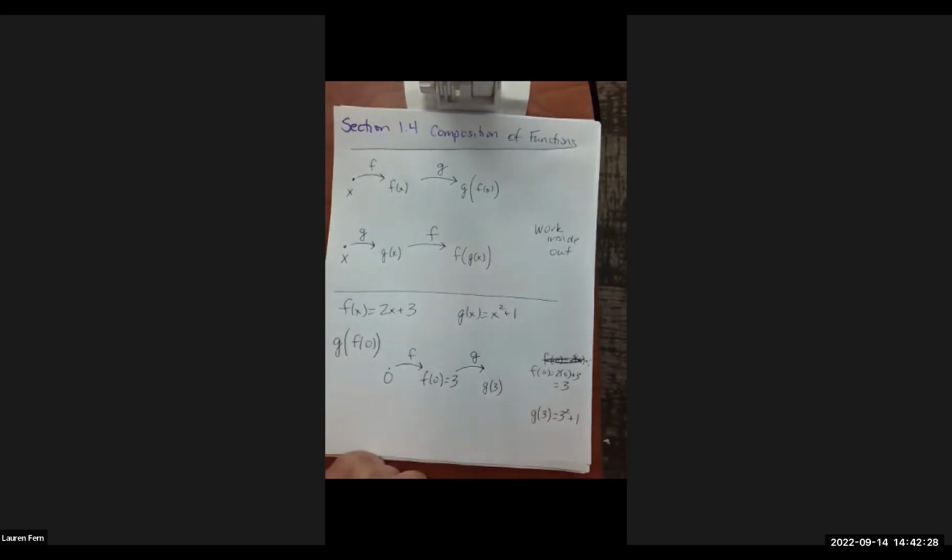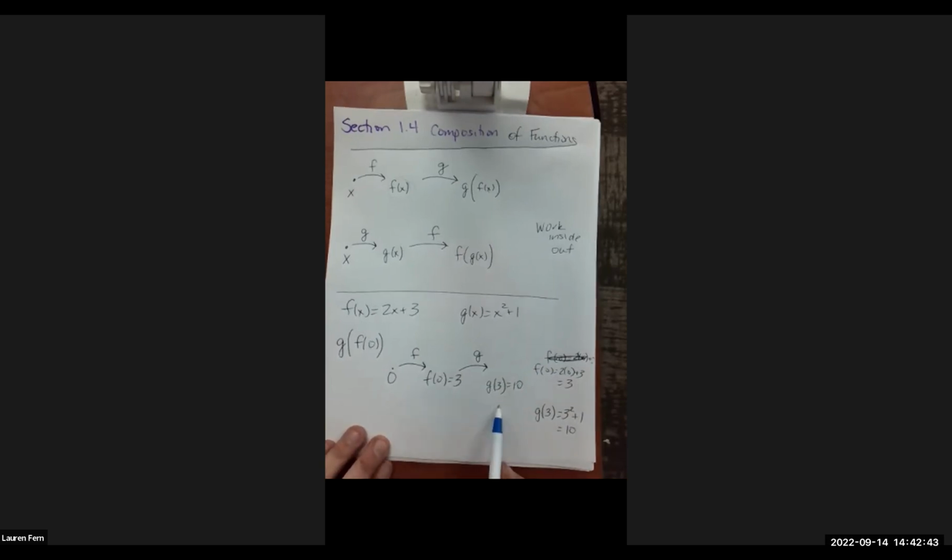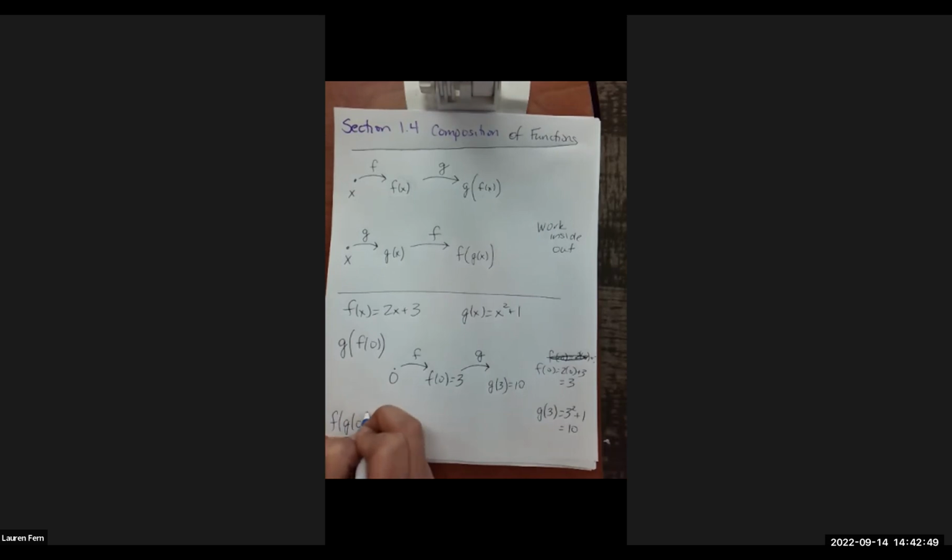I think of this as like hopscotch. Do people still play hopscotch? What do we get out? 10. Are there questions on this procedure? This isn't the only example I'm doing. I'm going to do f of g of 0 as well.